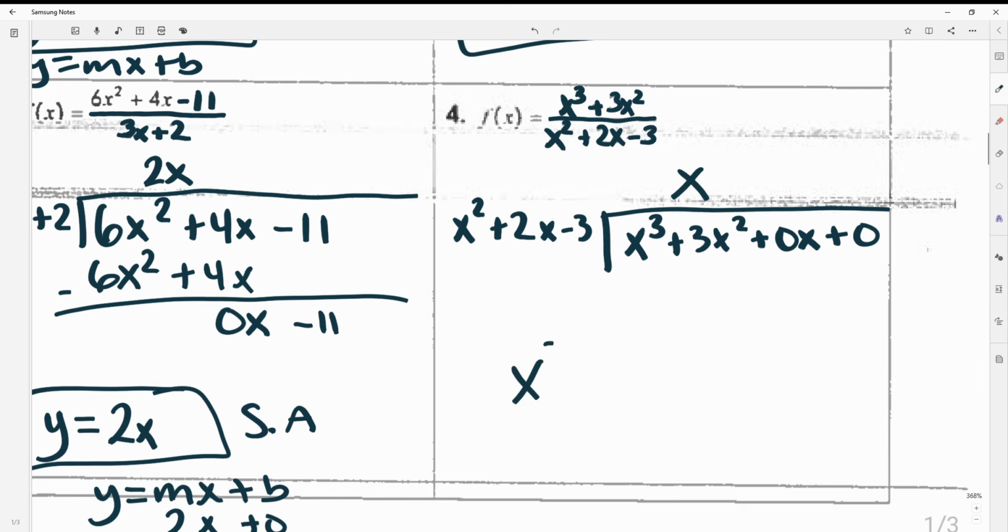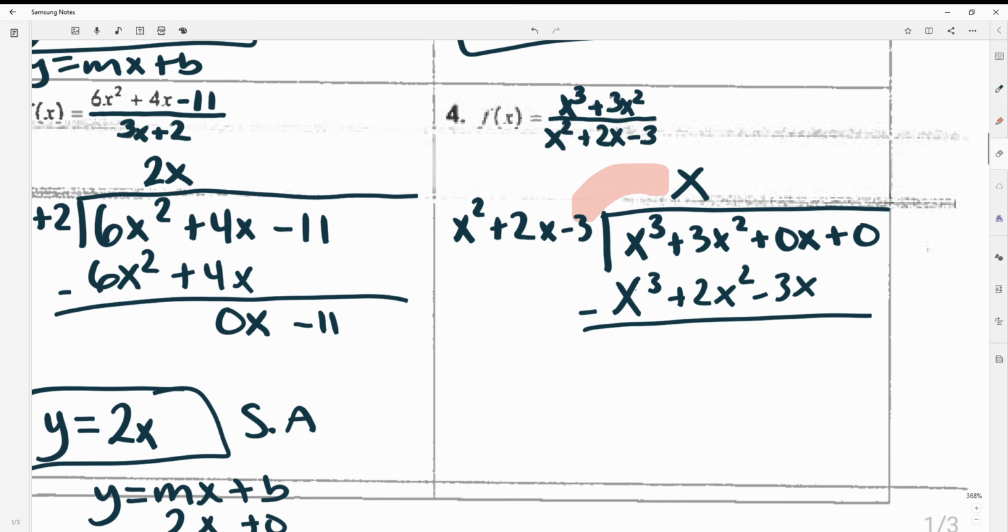X cubed divided by x squared. What is that? That's just x. Okay, so that's where I got that from. So this x is going to get multiplied. Now again, but to the other term. So 2x times x is 2x squared. One more time, but to the negative 3. X times negative 3 is negative 3x.